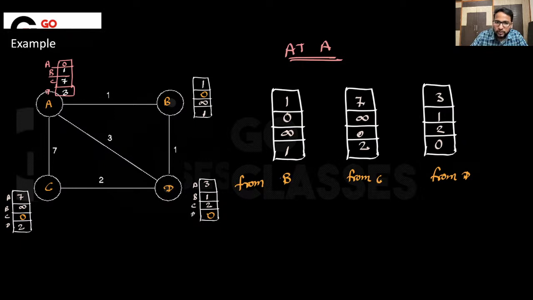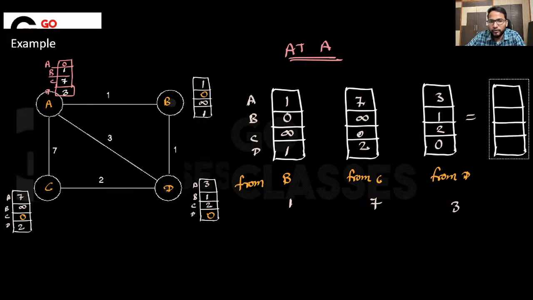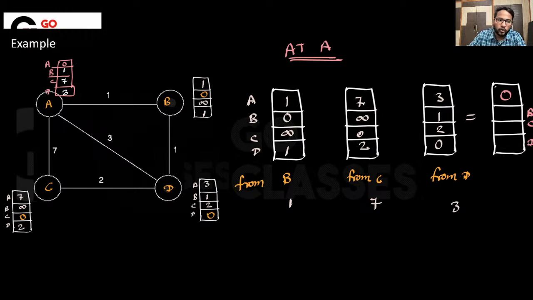So first of all, you need to check the distance from A to B itself is 1. Distance from A to C itself is 7. Distance from A to D is 3. So basically this is the vector from B, which means B is saying that I can reach A, B, C, D. You don't need A first of all, for A you will be writing 0, and then you need to go to B, you need to go to C, you need to go to D, right? You need to go to all of these.